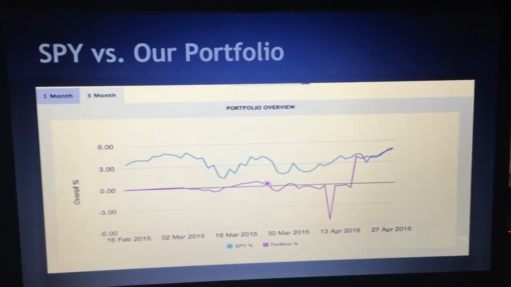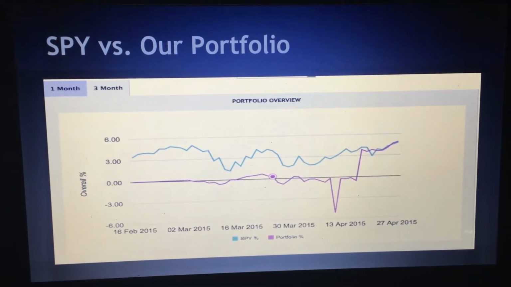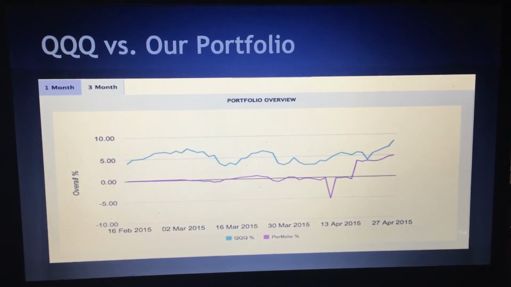Here is a graph of our portfolio versus the S&P 500. Here is a graph of our portfolio versus QQQ.